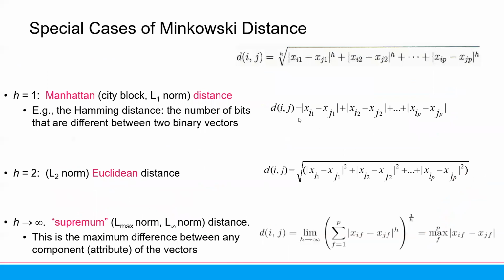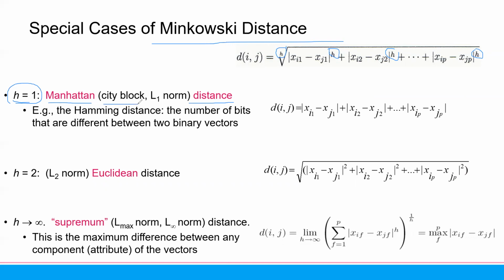Now we can see there are three. We will learn about the h values. What is the meaning of h here? It is the special case of the Minkowski distance. This h will be replaced with an integer number. Let's say h equals 1. Then what happened? We call this the Manhattan distance.